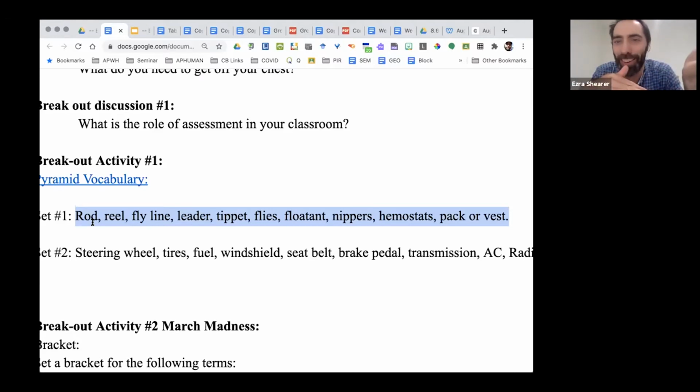What's at the bottom? What's the foundation to fly fishing? Which one of these things is it? You have to have the rod. You have to have the rod. Okay, who disagrees with the rod argument?